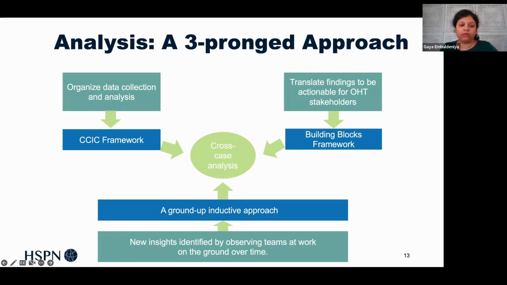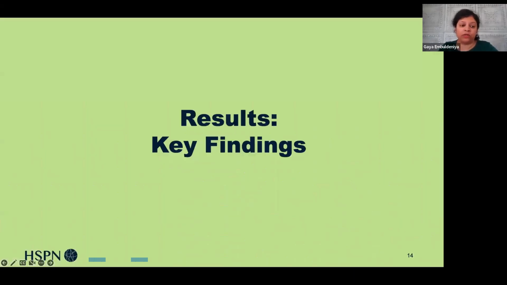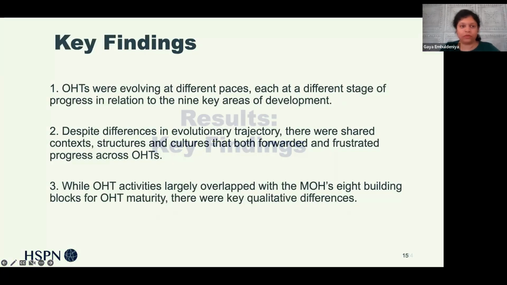So I'm really just going to walk you through some of the highlights that emerged from our on-the-ground observations and interactions over time with these 6 OHTs. So 3 of our key findings, the first being that OHTs were evolving at different paces, and each was at a different stage of progress in relation to key areas of development. Secondly, despite differences in evolutionary trajectory, there were shared contexts, structures, and cultures that both forwarded and frustrated progress across OHTs.